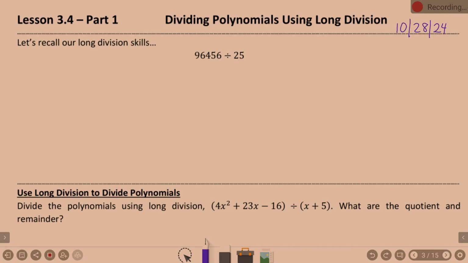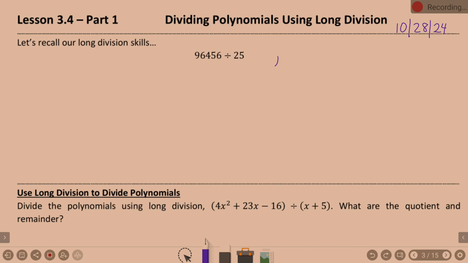Now, I learned years ago that teaching long division of polynomials goes a lot better if we review our elementary long division skills. What did you guys all freak out about when you saw this? What? Without a calculator? Wait, you want me to do that? Yeah, I do. Okay. So, 96,456 divided by 25. Let's start basic.